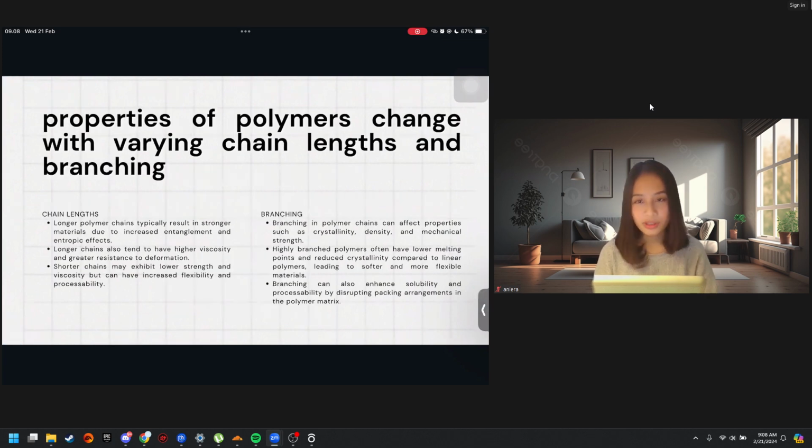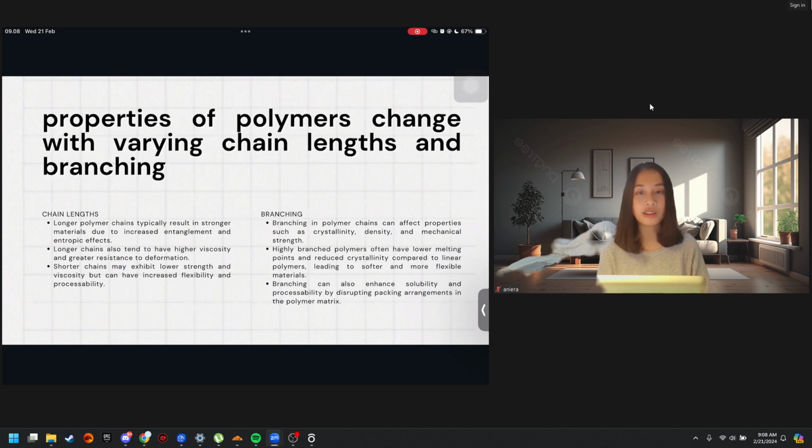Next one is how properties of polymers change with varying chain lengths and branching. From chain lengths, longer polymer chains typically result in stronger materials due to increased entanglement and entropic effect. Longer chains also tend to have higher viscosity and greater resistance to deformation. Shorter chains may exhibit lower strength and viscosity but can have increased flexibility and processability.